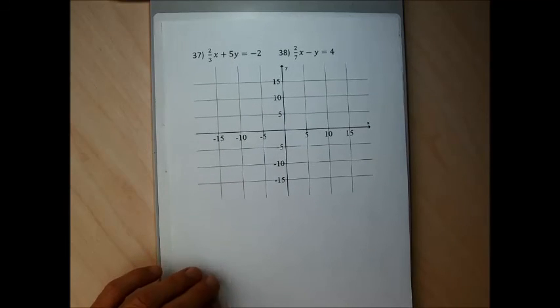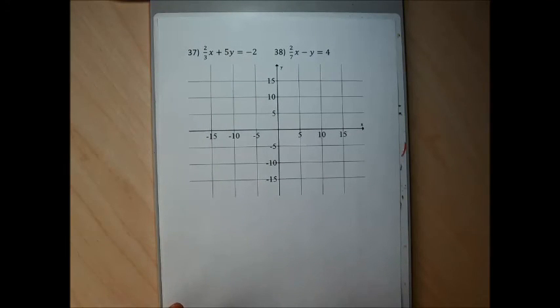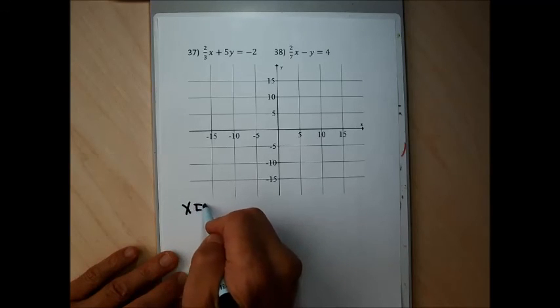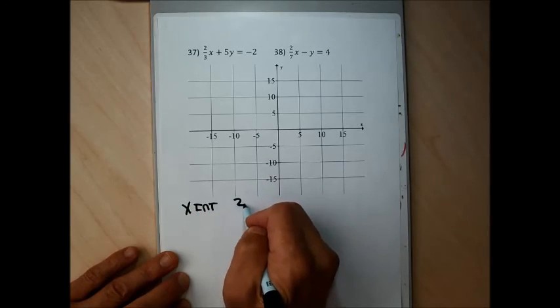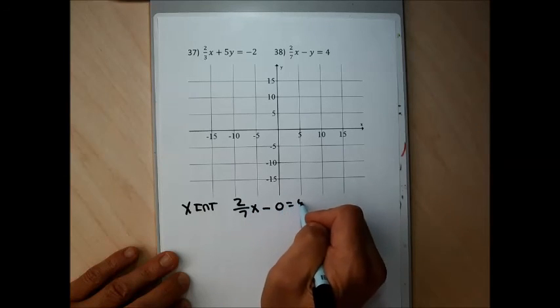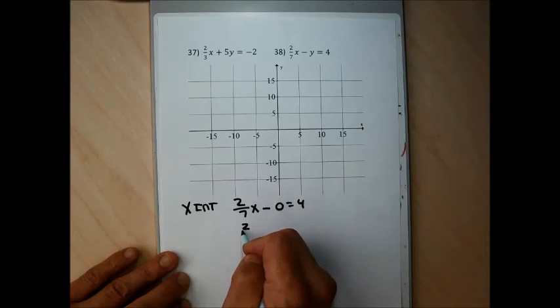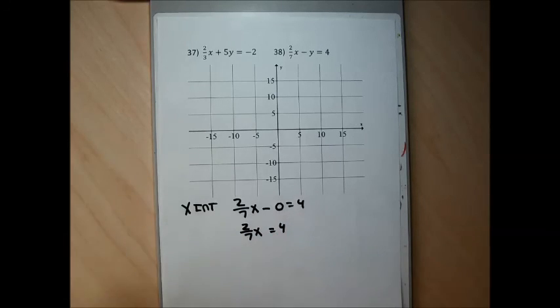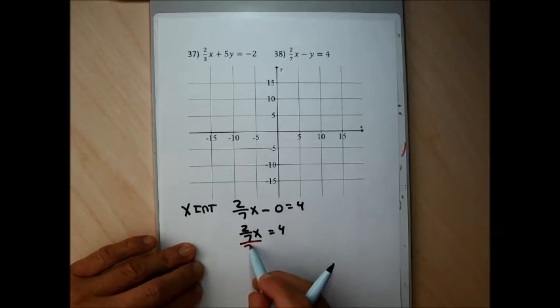Alright, so 38 will be the last problem in this part of the video, and then I'll make a part 2 for the 39 through 56, the rest of it. So first I'm going to find the x-intercept for problem 38 by going 2/7 x minus 0 equals 4. That gives me 2/7 x equals 4. And then I'm going to divide both sides by 2/7.